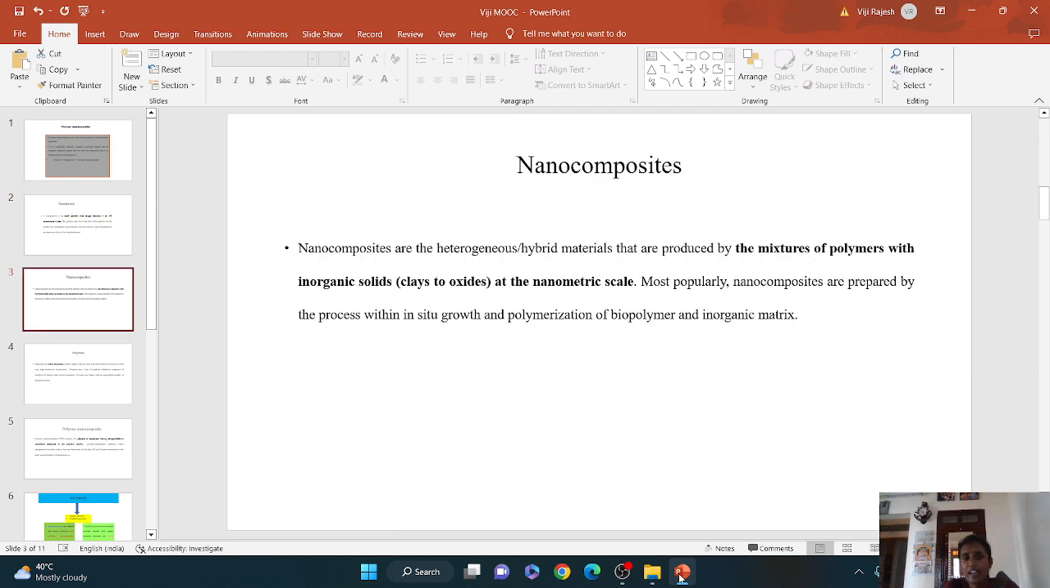Nanocomposite. A heterogeneous or hybrid material is used to prepare a mixture of polymers with inorganic solids like clays or a type of oxides, in nanometric scale, and these are incorporated into a host polymer so that we can produce a nanocomposite material. These materials are synthesized with the help of in situ growth or ex situ growth. Most polymer nanocomposite samples are synthesized using in situ growth. Here the biopolymer and inorganic matrices are taken for the preparation of a nanocomposite material.